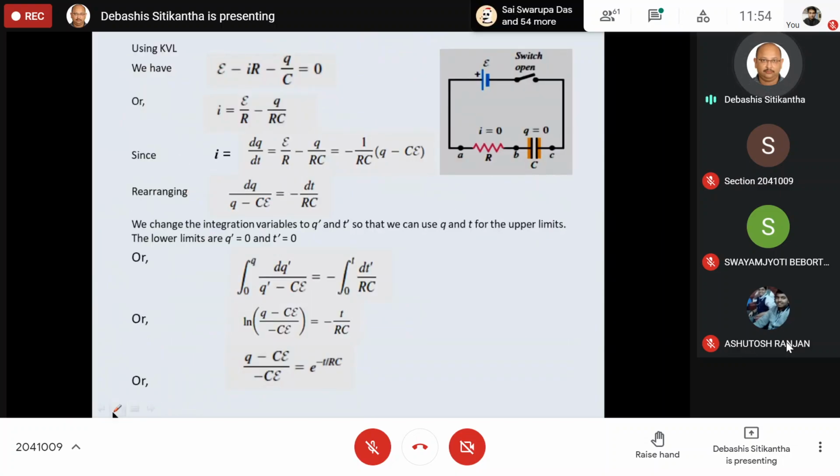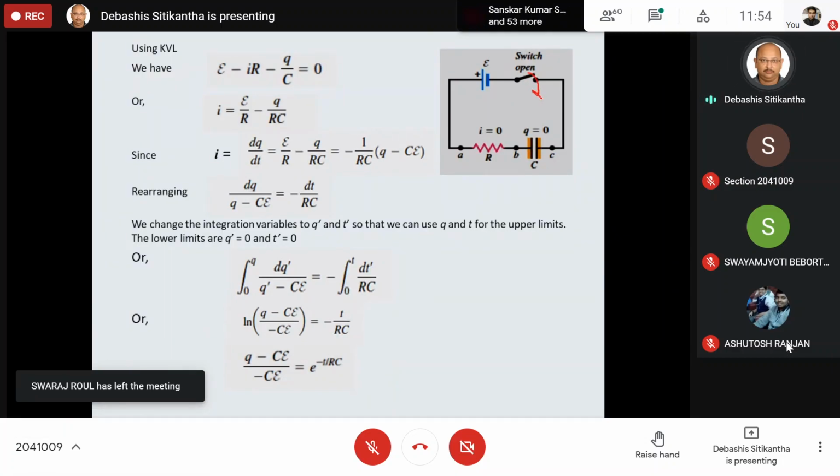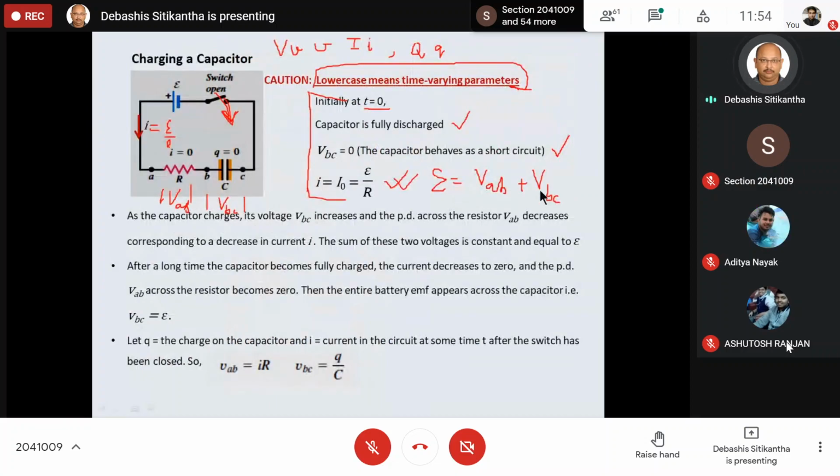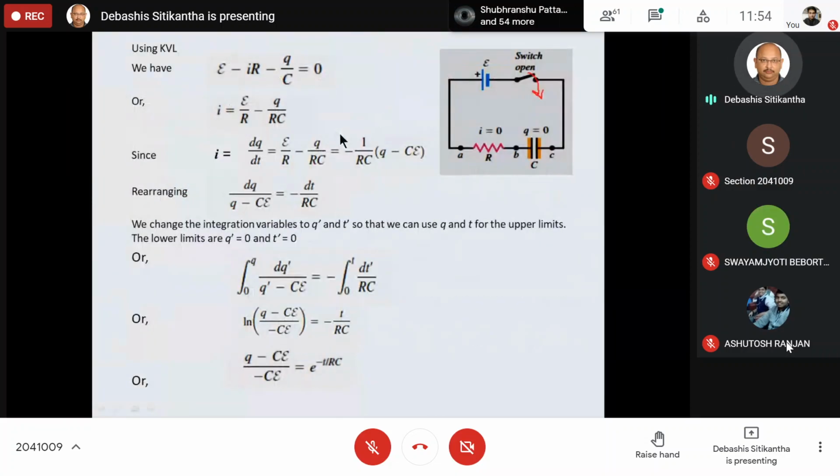As I told you, when I switch on this switch, at time t equal to 0, or at any point of time, if I put KVL in this closed circuit, then what will be the equation? It will be as written over here: E is equal to VAB plus VBC. Now, VAB is nothing but I into R. Similarly, VBC is nothing but Q by C. And this is equal to 0.